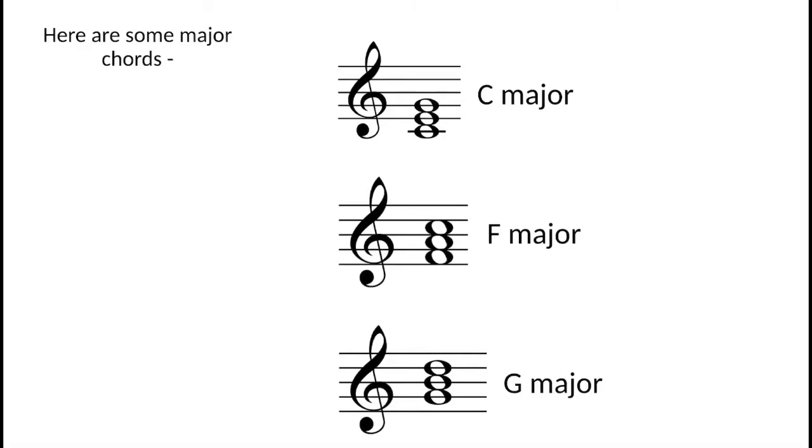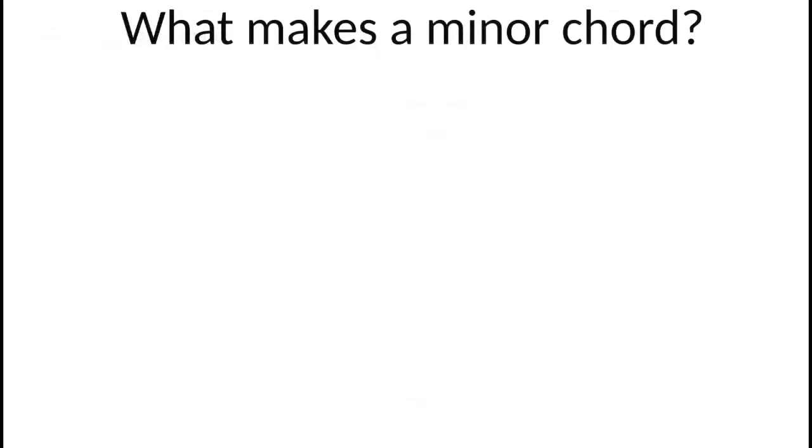Major chords are C, F, G. Sometimes we call them triads. They're built on a root note. There's 3 notes in a basic chord, hence triad.